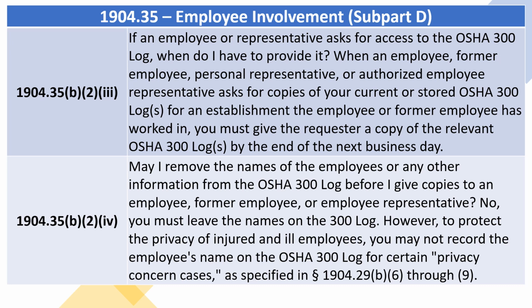1904.35(b)(2)(iv). May I remove the names of the employees or any other information from the OSHA 300 log before I give copies to an employee, former employee, or employee representative? No, you must leave the names on the 300 log. However, to protect the privacy of injured and ill employees, you may not record the employee's name on the OSHA 300 log for certain privacy concern cases, as specified in Section 1904.29(b)(6) through (9).